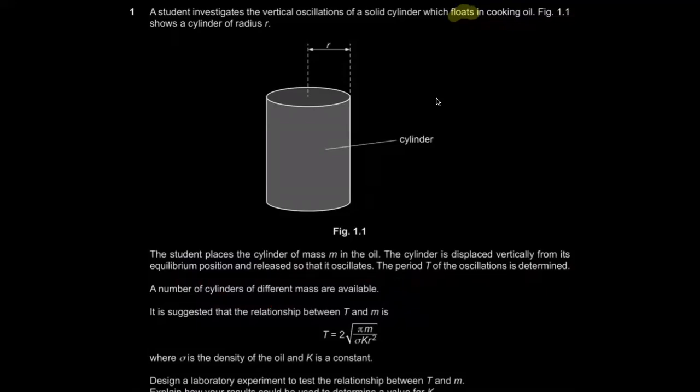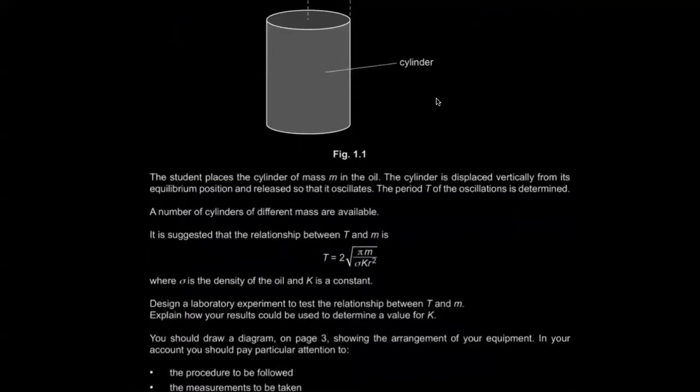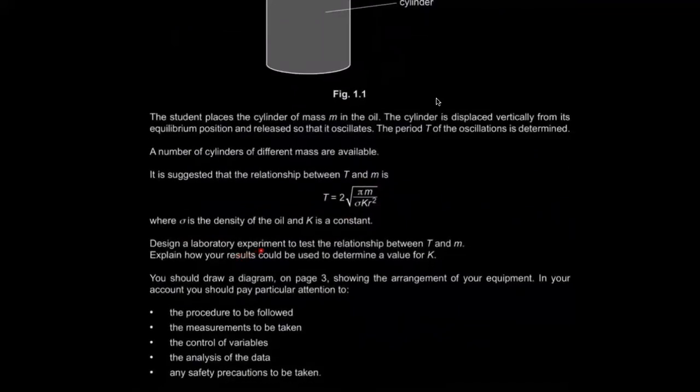So again, if you just think about what you are doing, you are changing the mass and you are noting the period of the oscillations. So just by a careful reading of this paragraph, you can deduce that you are varying M, the mass of the cylinder, and you are measuring the period of oscillations. It is suggested that the relationship between T and M is given by this equation where sigma is the density of the oil and K is a constant. Design a lab experiment to test the relationship between T and M. Explain how your results could be used to determine a value for K.